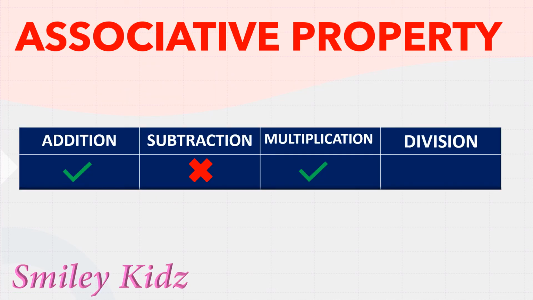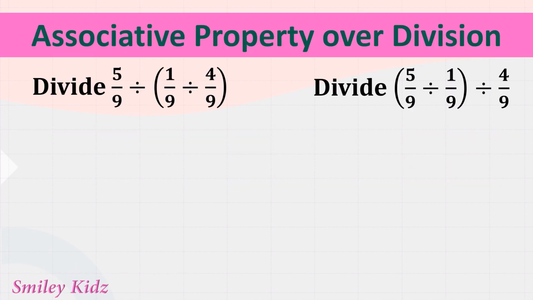We have filled the third block as well, that is, rational numbers satisfy associative property over multiplication. Associative property over division. So the first condition will be A divided by (B divided by C), where B and C will be in brackets. So first let's solve the brackets part.